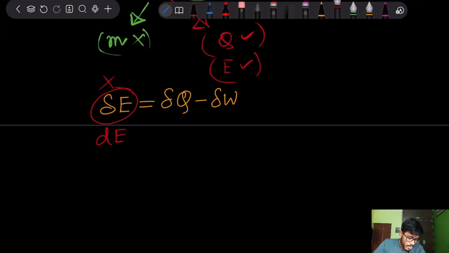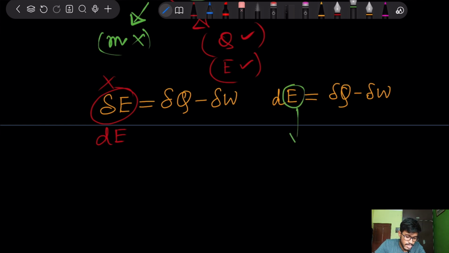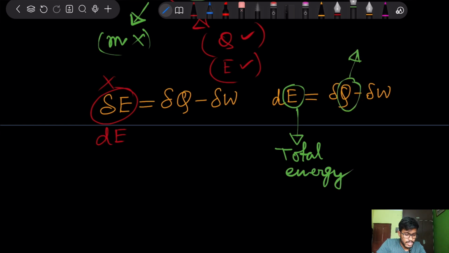So the statement of the first law for a closed system is dE is equal to del Q minus del W, where this is the total energy, this is the total heat interaction, and this is the total work.